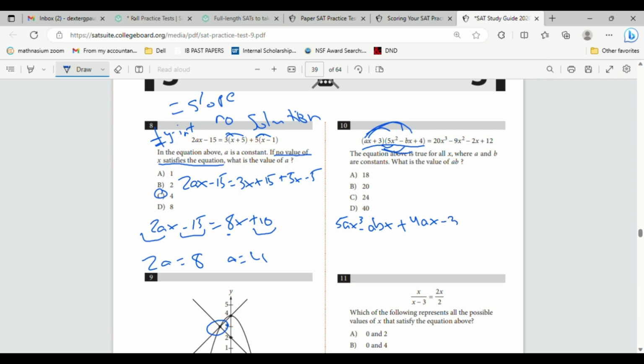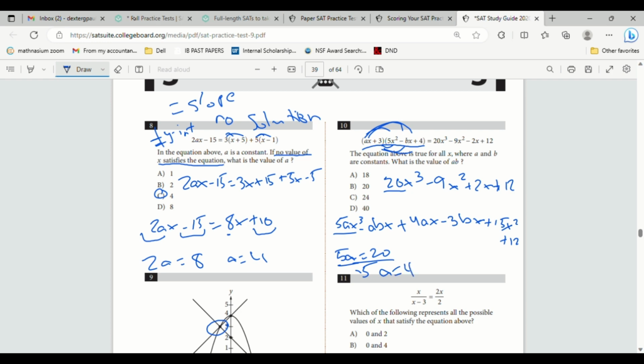minus 3bx plus 15x squared plus 12. And so writing our given, what this is equal to, we see that there's only one x cubed term, and so we know that 5a must equal 20. So, dividing both sides by 5, we get a equals 4.